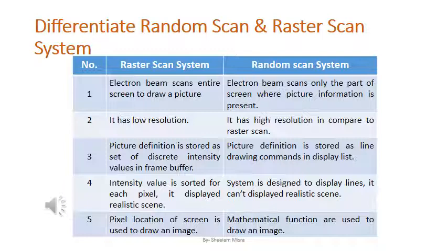In a raster scan system, an intensity value is stored for each pixel, while a random scan system is designed to display lines; it cannot display realistic scenes. In raster scan, pixel locations on the screen are used to draw an image, while in random scan, mathematical functions are used to draw an image.